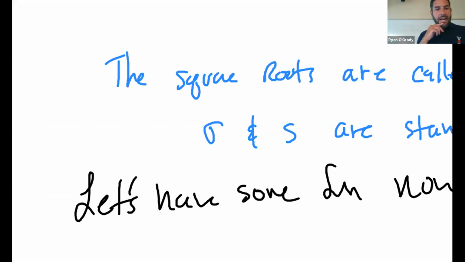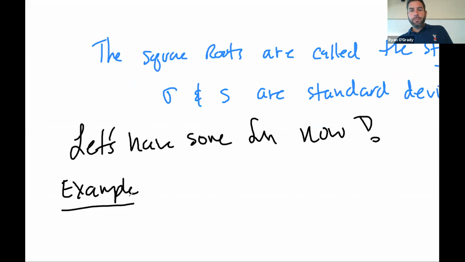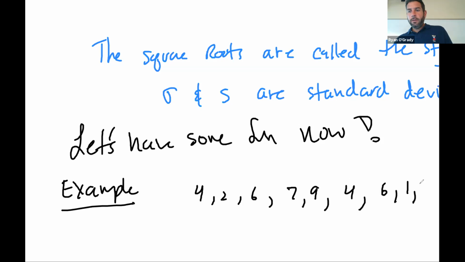All right, so here's our data. I'm not going to write, I'll just write it in a list like this. So example. Here I have a list of numbers. I have 4, 2, 6, 7, 9, 4, 6, 1, 5. You all cool with this? You got no choice.